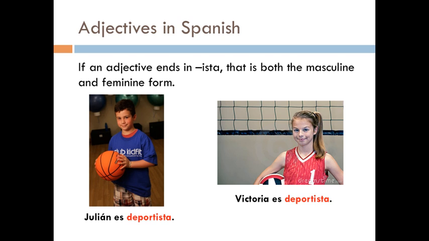Now also, if an adjective ends in ista, that ends in the letter A. However, don't be confused. If a word ends in ista, that is both the masculine and the feminine form. We don't have isto. For example, Julián es deportista. Julián is sports-minded. But if we're talking about Victoria, Victoria es deportista. Notice we don't say Julián es deportisto. That word doesn't exist in Spanish. We would say Julián es deportista. So that's both the masculine and the feminine form.